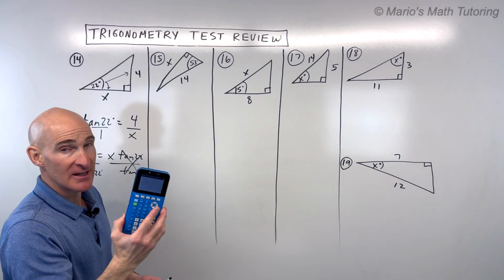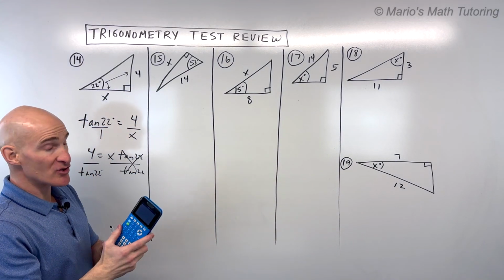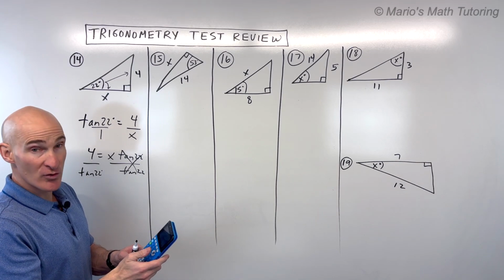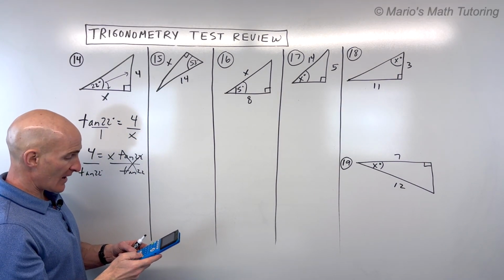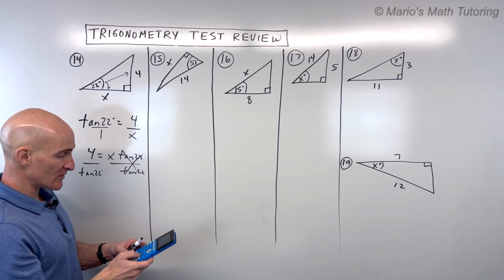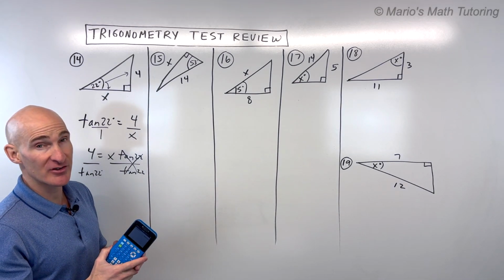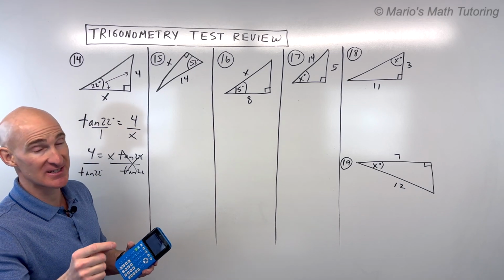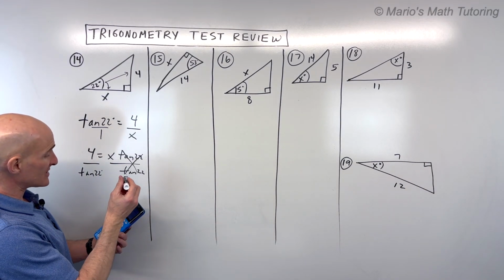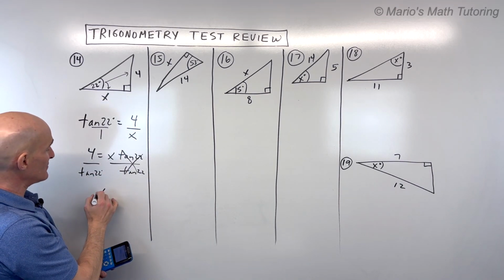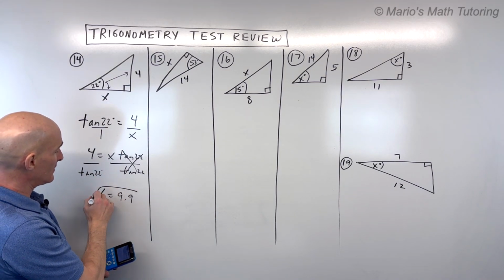Now this part, you're going to have to kind of get used to your calculator. Make sure you're in degree mode, okay, because we're working with degrees. And we're going to do 4 divided by the tangent of 22. So that's how mine works. Now, some calculators, you might have to put the angle in first and then press the tangent button. But in this case, I'm getting a side of 9.9. So that's this missing side here, 9.9.